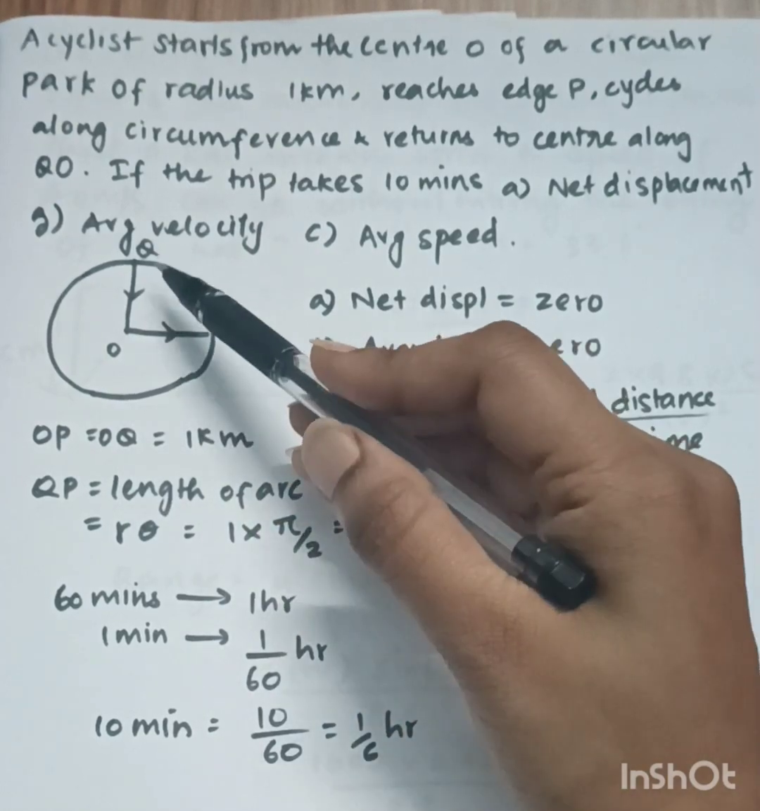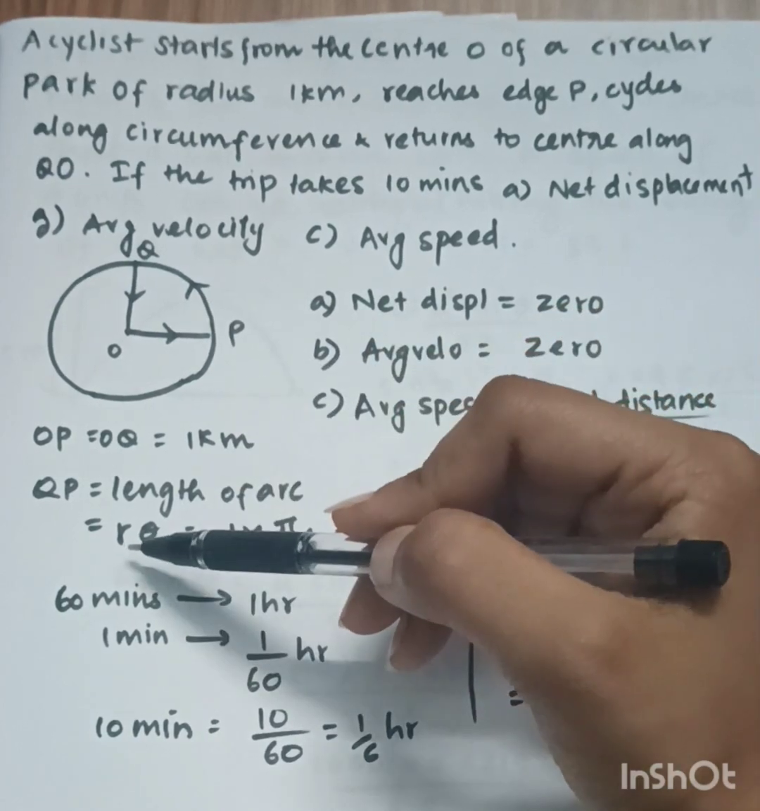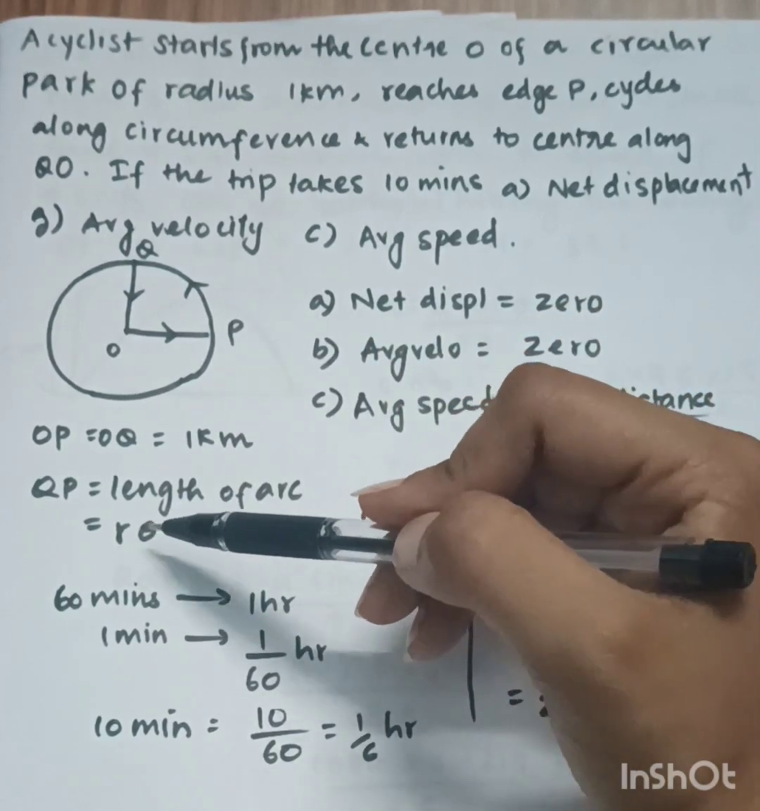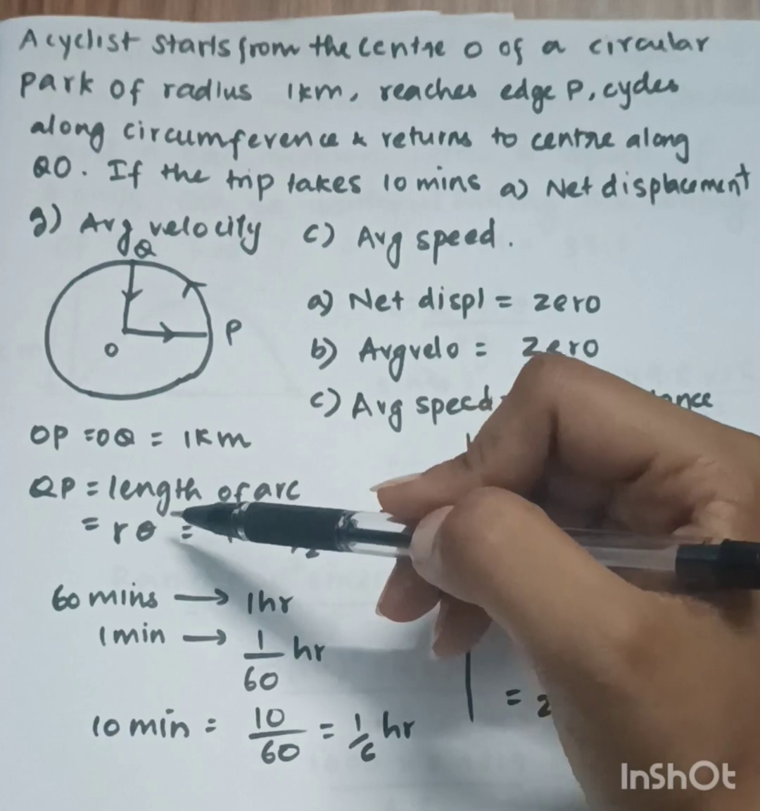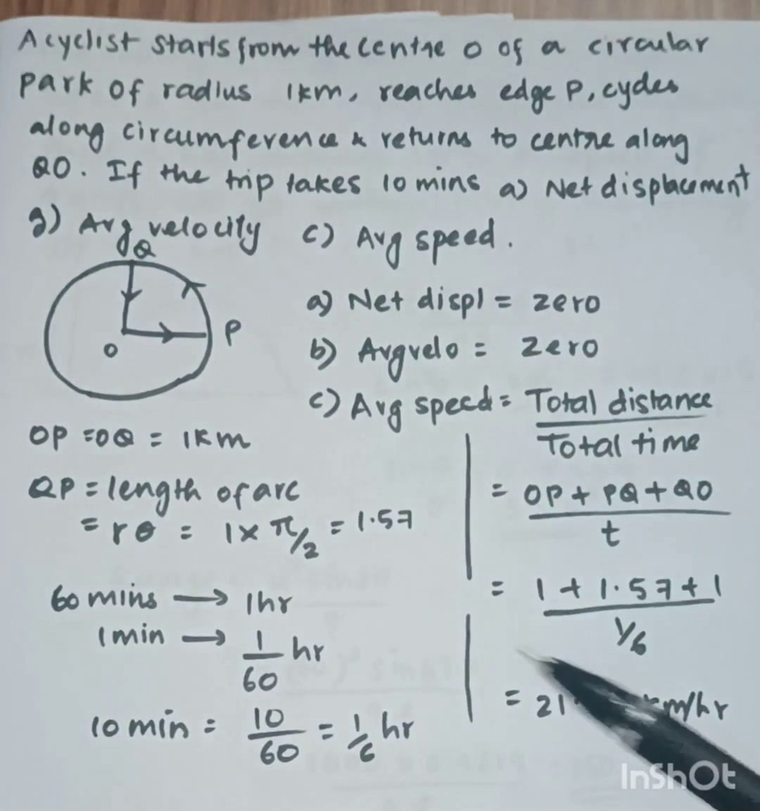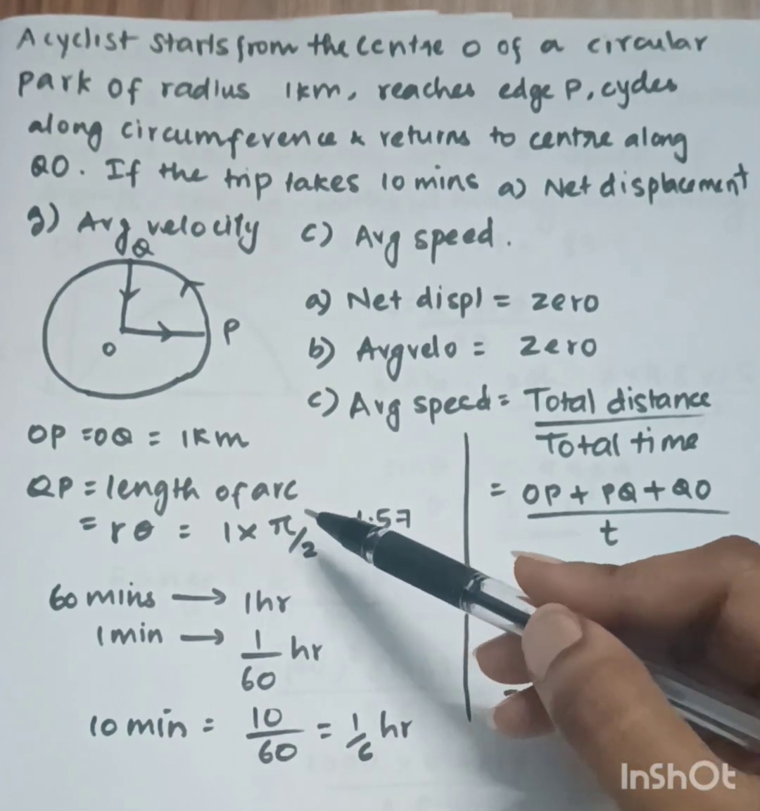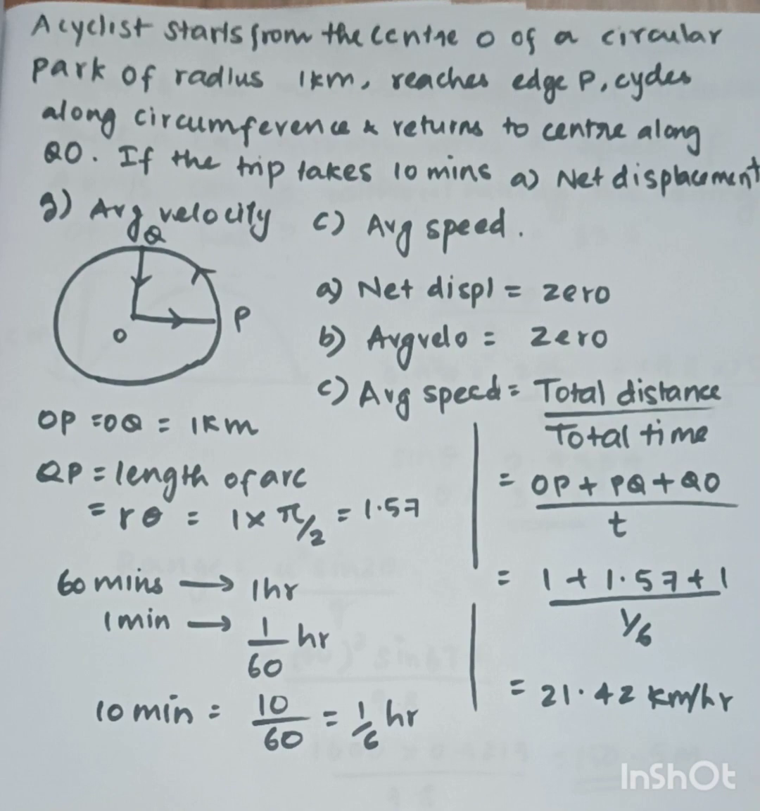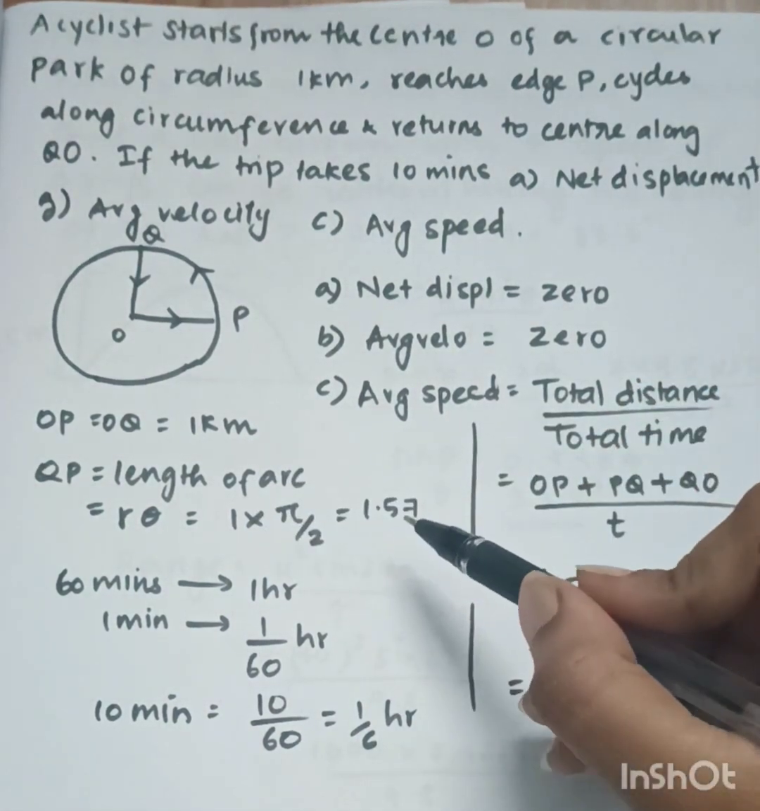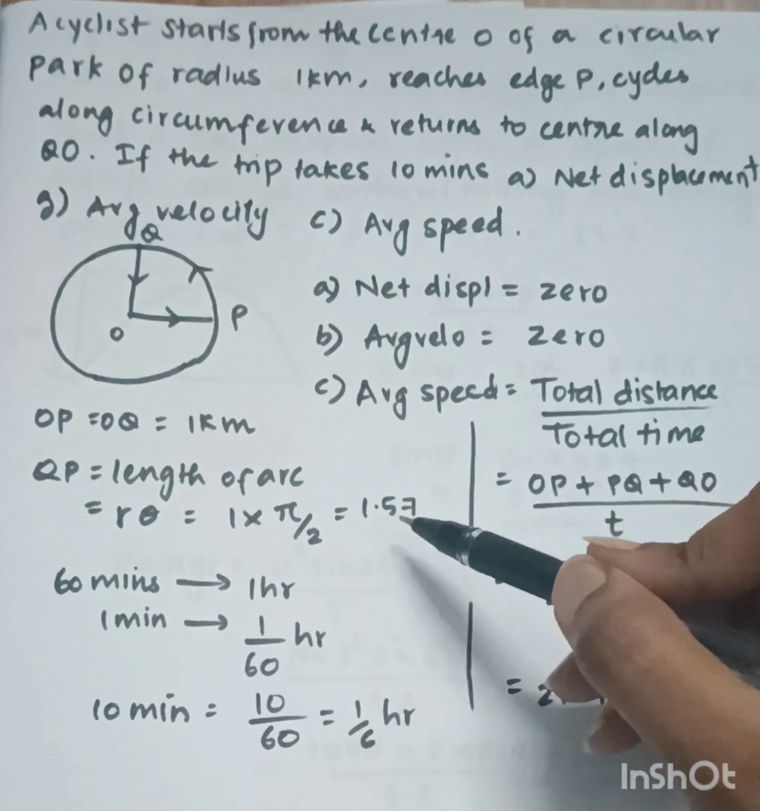PQ is nothing but the length of the arc. So we know length of the arc equals r theta, that is radius into theta, the angle subtended by the arc. Radius is given as 1 kilometer and angle subtended is 90 degrees, so it is pi by 2. We know the value of pi is 3.14, so 3.14 by 2 equals 1.57.